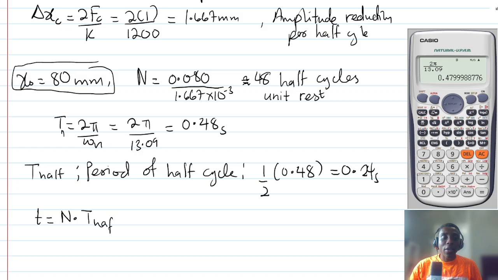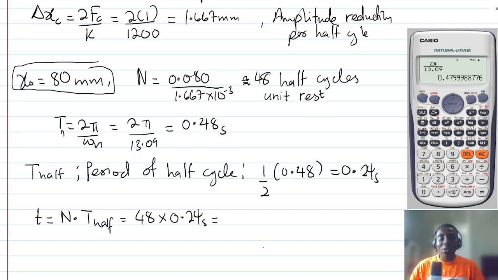Okay, and that is going to be 48 half cycles multiplied by the time each half cycle will take, which is 0.24. And if you're able to calculate this, this will be the time that it will take, because you have 48 half cycles. So one half cycle, another half cycle, the other half cycle. If you do 48 half cycles, it comes to rest. So the time that you calculate will be the time that it will come to rest. I hope it makes sense.